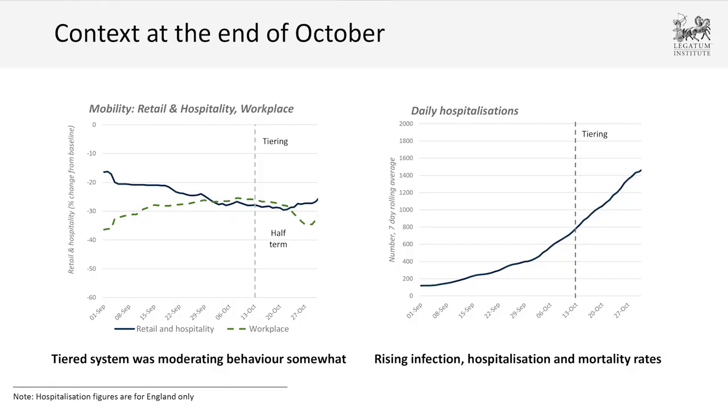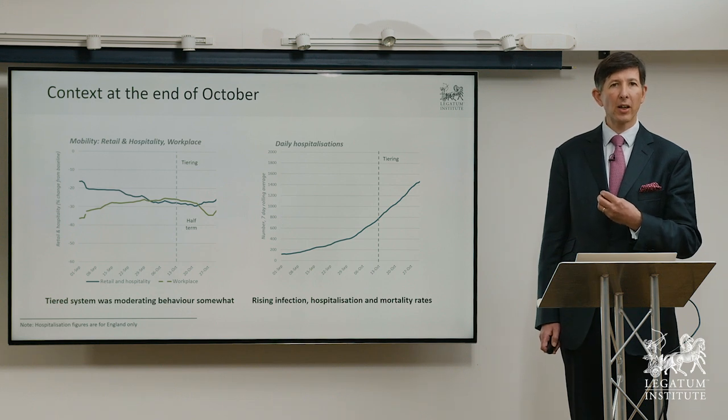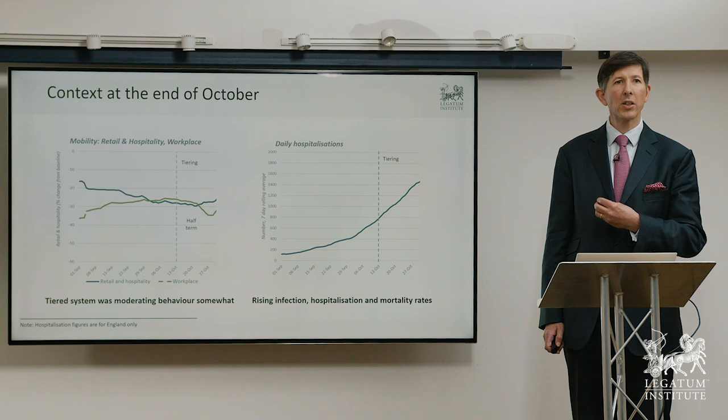Thank you. So let's start with a picture that we all saw at the end of October, where through, for example, Google data or through some of the ONS analysis, we could see that mobility around the country was moderating slightly. Since the tiered system had been in operation, workplace mobility, particularly in tier three areas, had been reducing, and there had been a general national reduction in the level of mobility to retail and hospitality. So there was a moderation, but, as the right-hand side of the slide shows, infection rates and hospitalization rates, and ultimately, tragically, mortality rates, were continuing to rise.